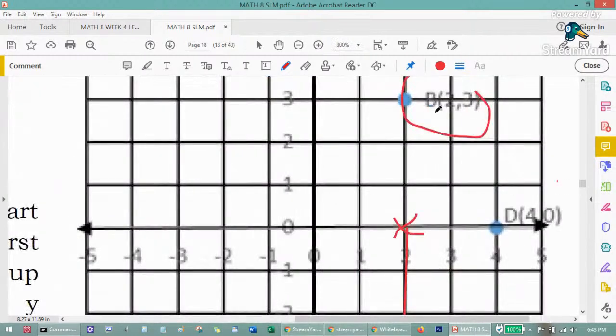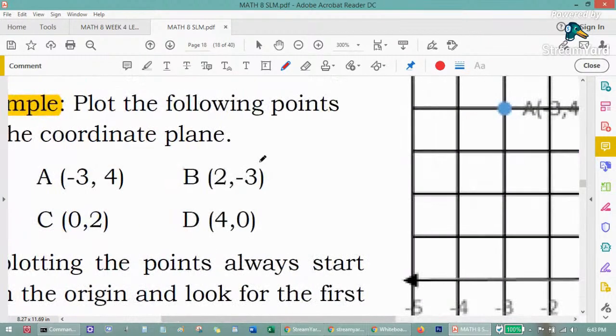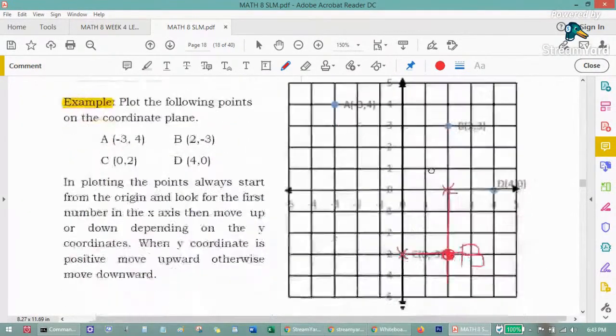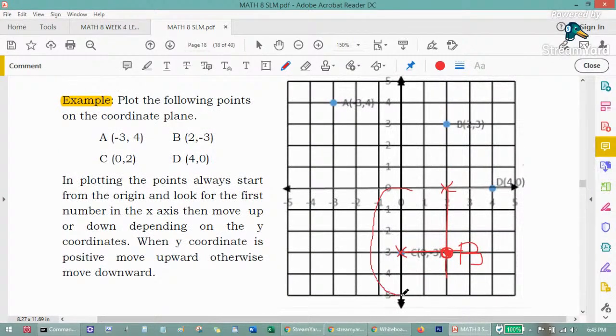Because tong B na to, X is positive 2 and Y is positive 3. Yung positive 3 ng Y, kaya siya nasa taas. But ang binigay sa atin, Y is negative 3. So, kung negative ang Y, nasa ilalim ang mga negative ng Y. That's why ang point natin ay dito at wala sa taas. Okay? So, take note, ha? So, this is wrong. Mali ito at mali din to. Mali ang B and C ng libro.